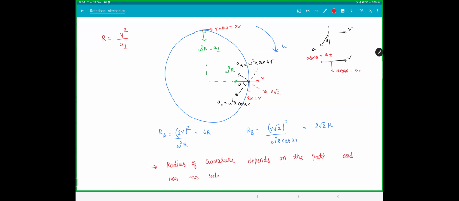But you can see actually the answer will always come double. So that's it. Just be careful with this. If someone asks you for radius of curvature, don't try to use IIR. Both have no relation at all.